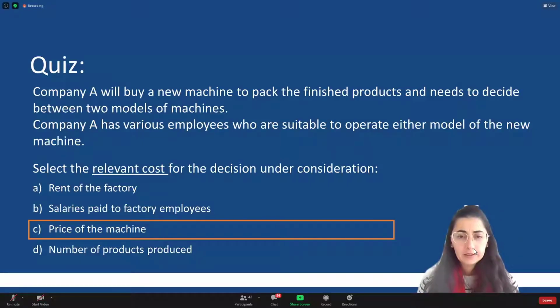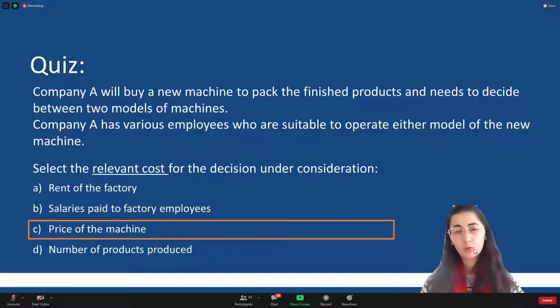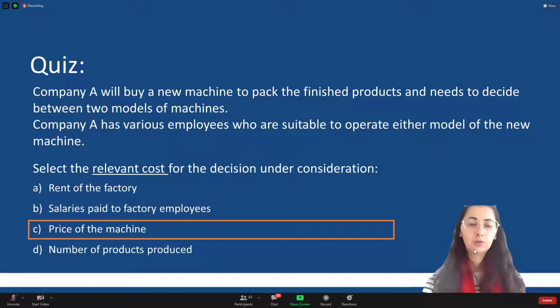Okay, is it clear? Yeah, everyone understood the trick here. So we are looking at the relevant cost, and notice that number of products, even if we consider it as the capacity of the machine, is not a cost. So the number of products does not bring any change in the cash flow. It's a relevant feature that we have to take into account, but it is not considered a cost. Any questions? No?